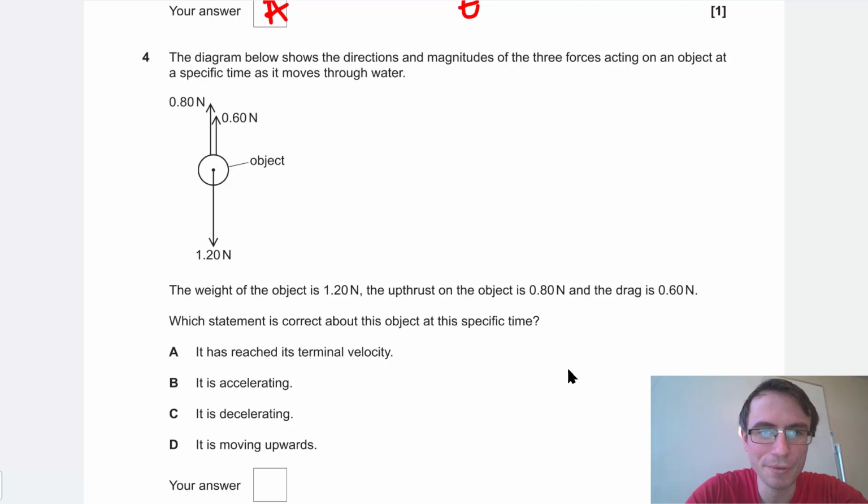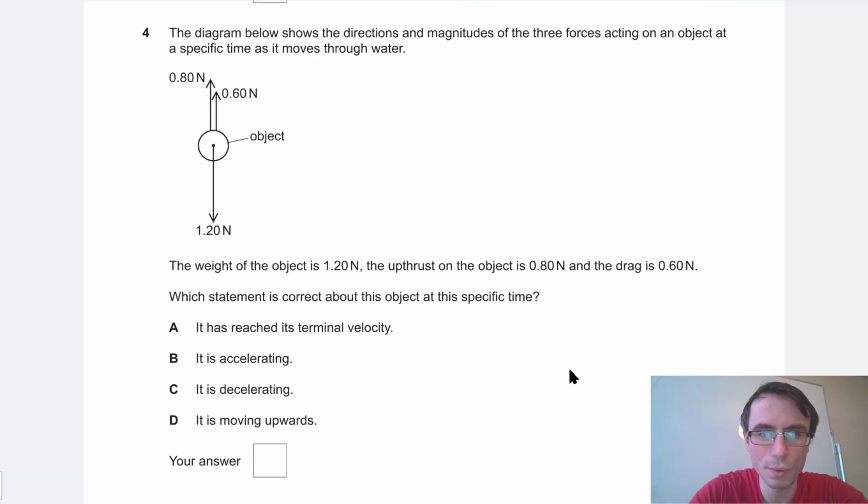Okay, so far I feel that the A2 questions actually seem easier than the ones that I did before. The diagram below shows the direction and magnitude of 3 forces acting on an object at specific times as it moves through water. The weight of the object is 1.2 newtons, the upthrust on the object is 0.8, and the drag is 0.6. Which statement is correct about the object at this specific time?